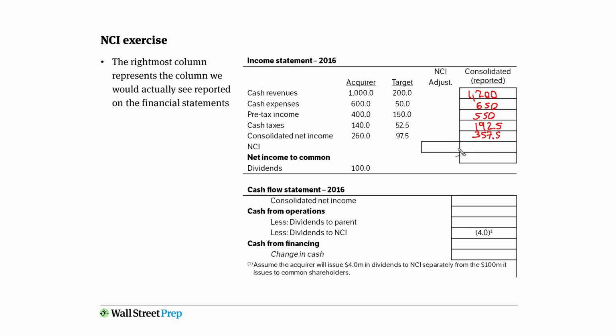Now, where it gets interesting is getting to how much net income flows through to common shareholders. Remember, the common shareholders are the acquirer, who now owns 80% of the target. We have to take out the portion of income from this consolidated entity that belongs to the target's remaining shareholders, or non-controlling interest. And in order to calculate that, we have to recognize that the target has generated 97.5 million in net income, 20% of which is owned by non-controlling interest now.